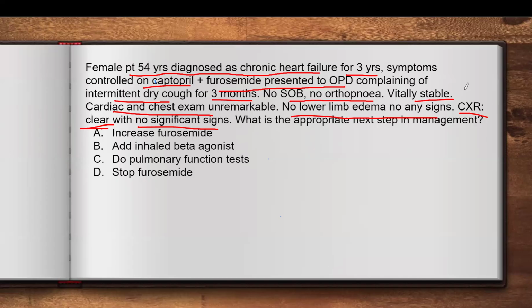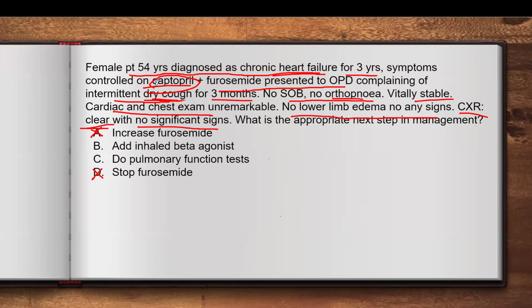So here we can see that the heart failure is controlled. There is no decompensation, right? The chest X-ray is clear. There is no edema in the body, no orthopnea. So increasing furosemide does not make sense. She's quite stable. Again, stopping furosemide also does not make much sense because it does not address the dry cough. It's not a side effect of furosemide. The dry cough is a side effect of the captopril. Okay, we need to stop this medication.